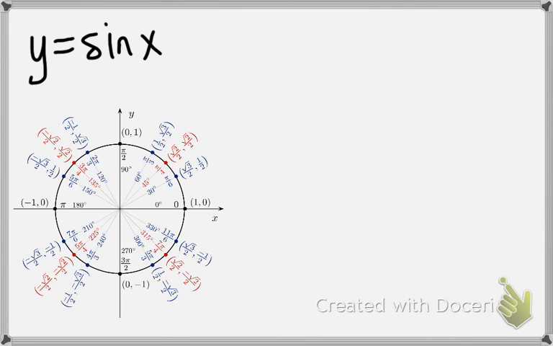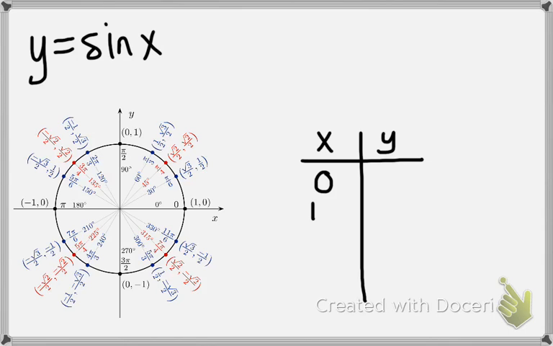Now, we could loop around the unit circle as long as we want to, but we're just going to record the values that we get in one trip around the unit circle. My x is going to be in radians, and my y for the sine function is going to be what we get when we evaluate this function at different radian values. I'm going to use 0, pi over 2, pi, 3 pi over 2, and 2 pi.